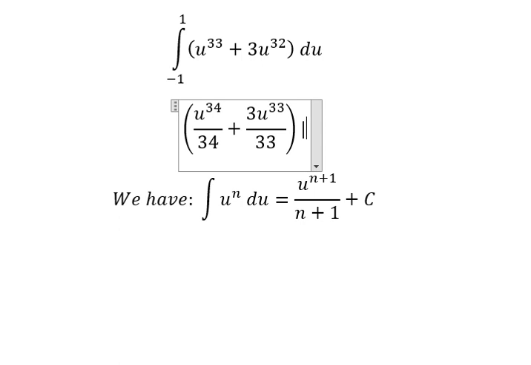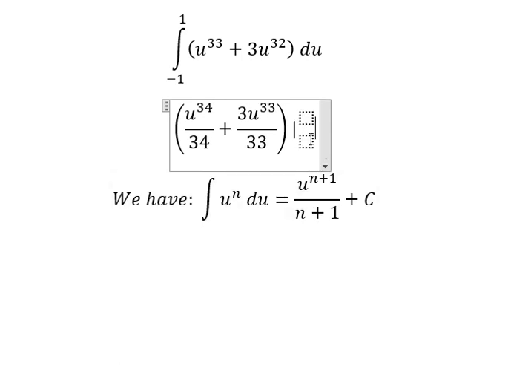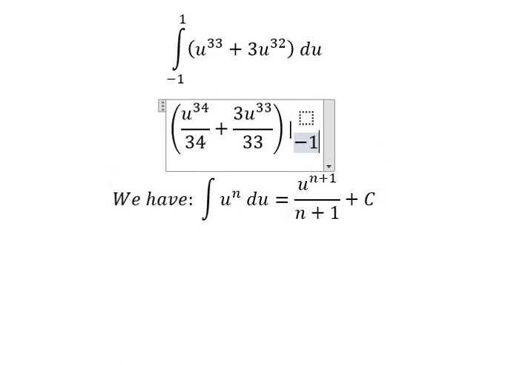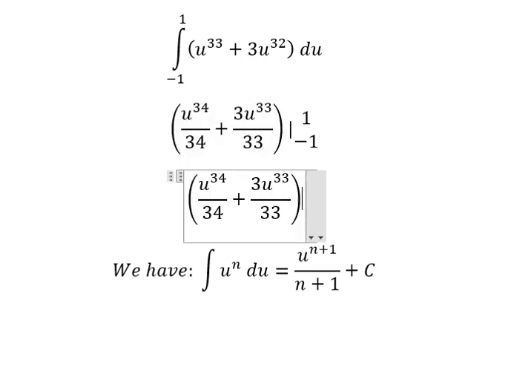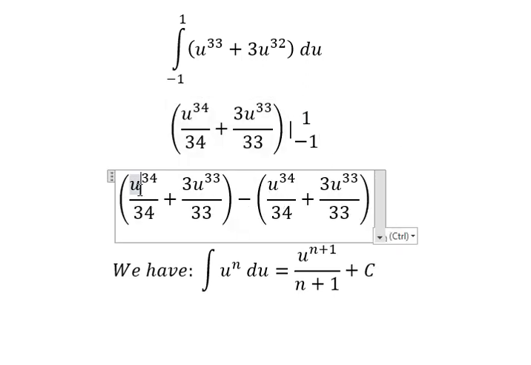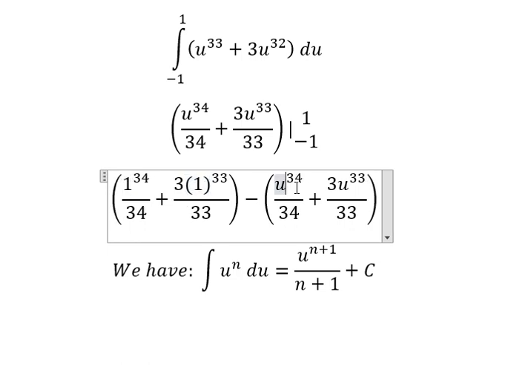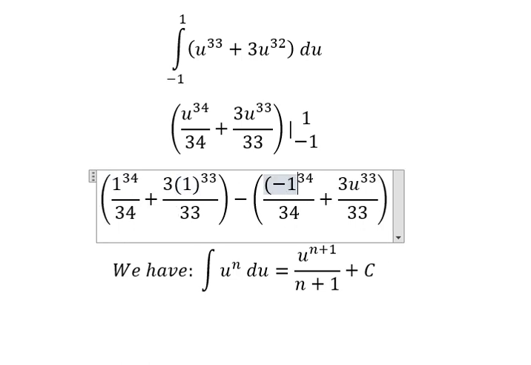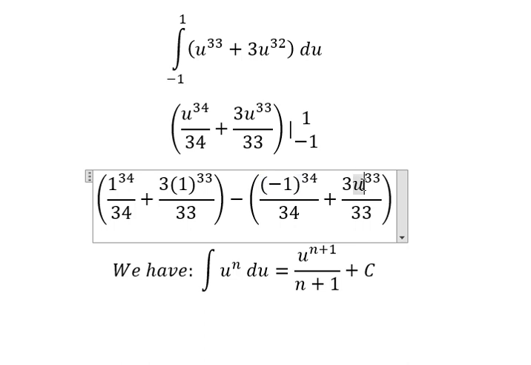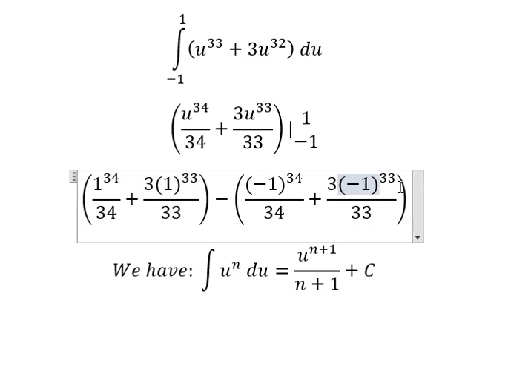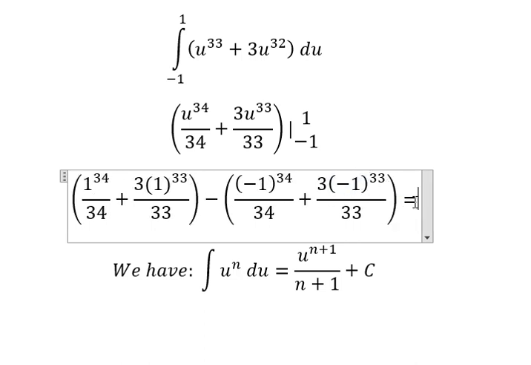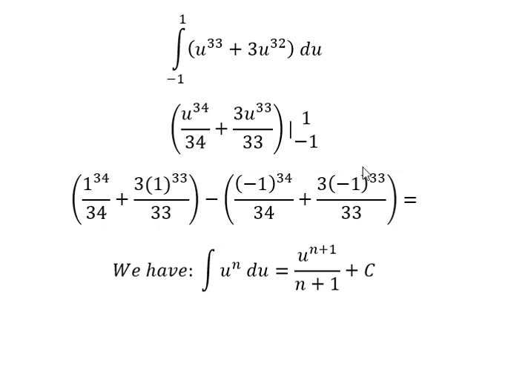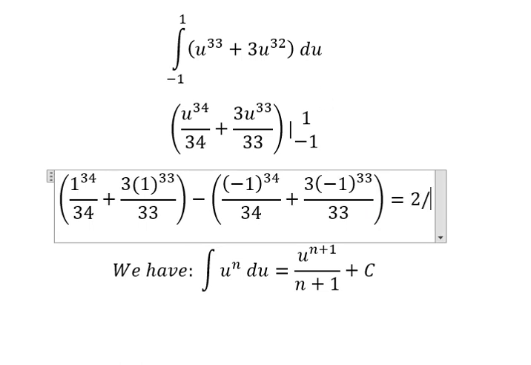And now we put the bounds from negative 1 to positive 1. And now we have the final answer. Now we calculate this one, and we have 2 over 11.